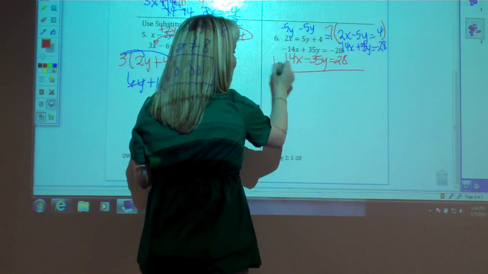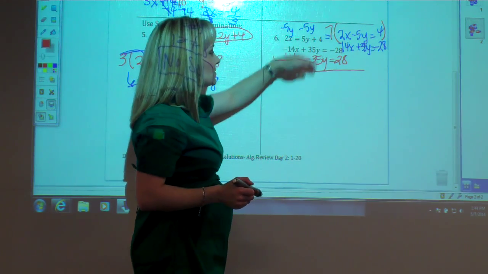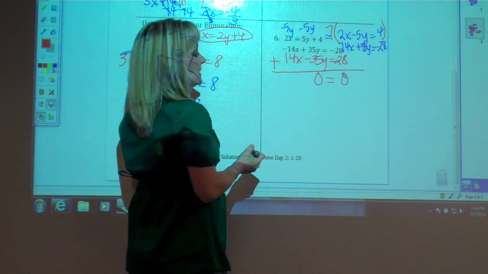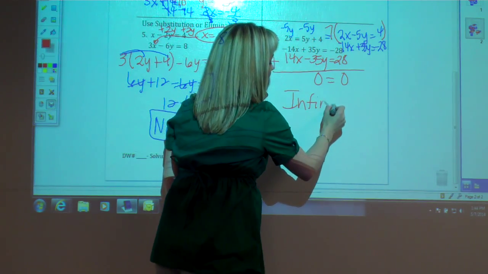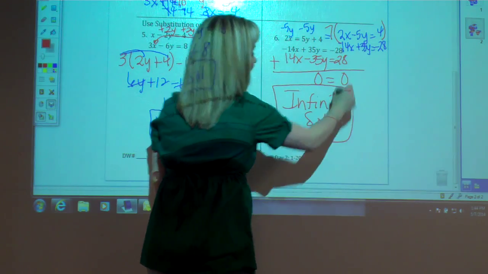Well, look, I already have my second equation written here. Notice what happens. This cancels out, they all equal 0. Well, 0 is equal to 0. That's a true statement. This is actually infinitely many solutions. Okay? And there's your answer.